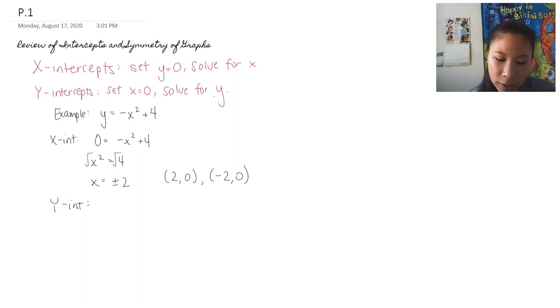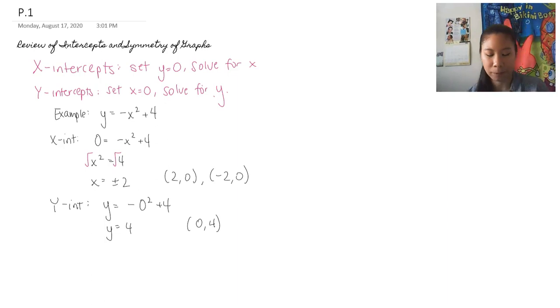I'm going to set x equal to 0. So y equals negative 0 squared plus 4. Well, negative 0 squared is just 0, plus 4, so y equals 4, which means we have a y-intercept at (0, 4). Okay, that's all I have for x and y intercepts. Hopefully that refreshed your memory a little bit.